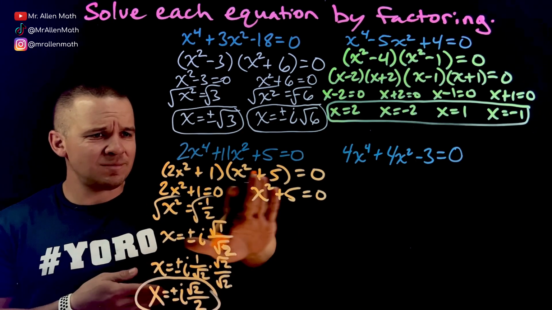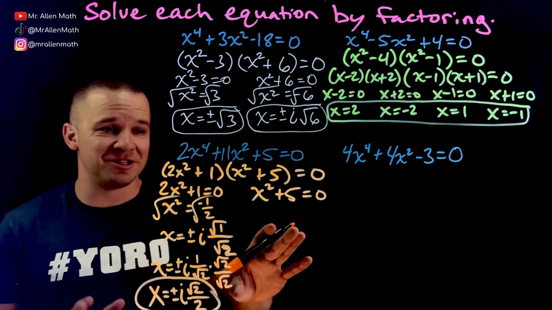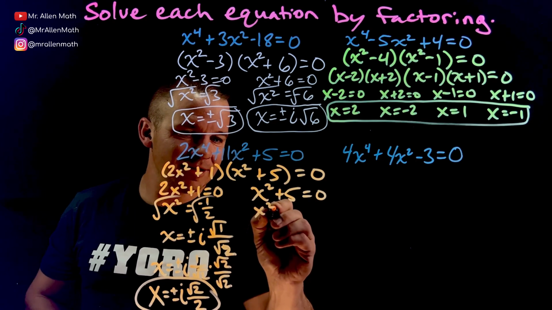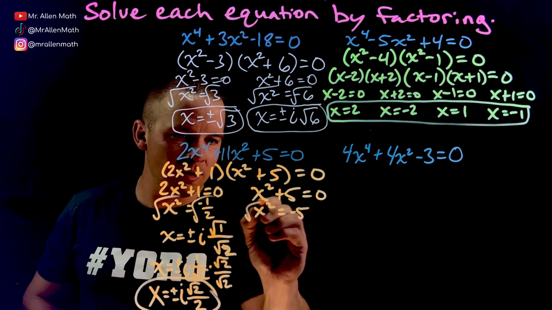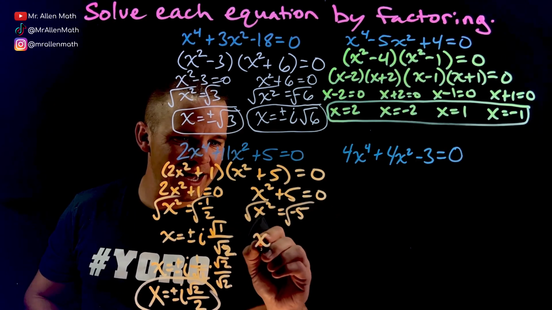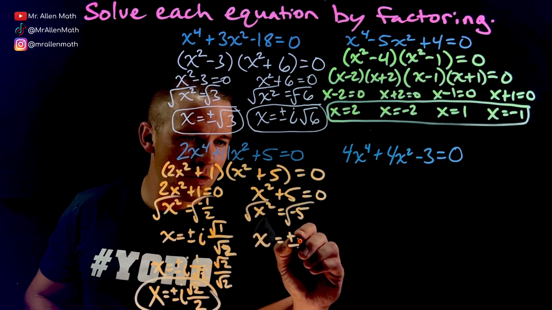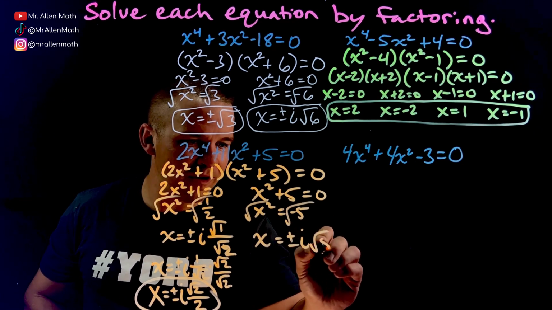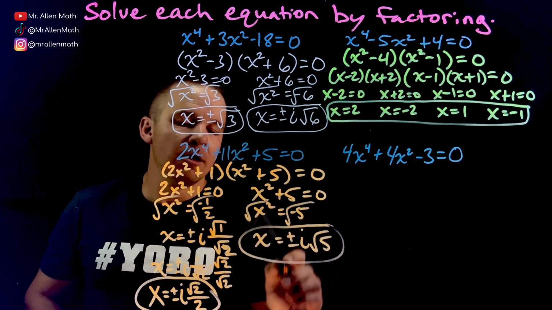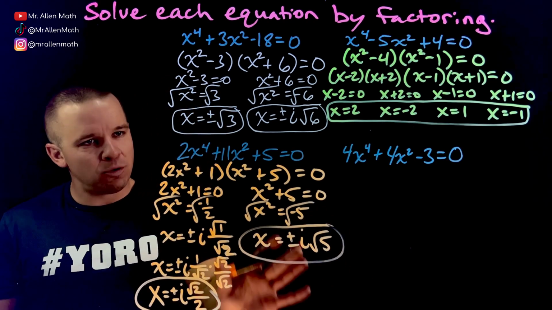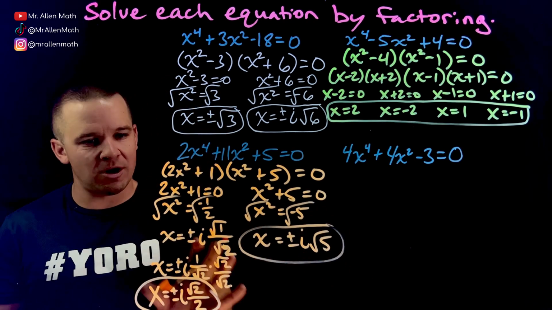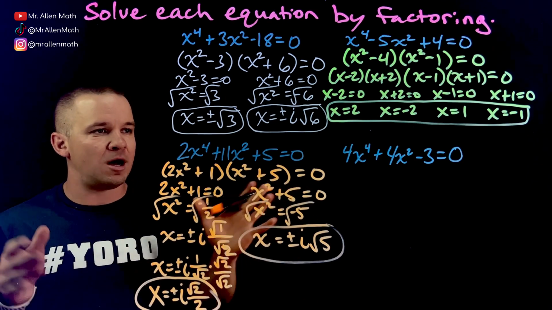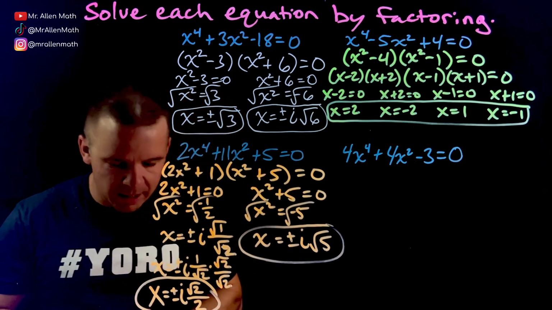All right. Next one over here. Not as bad. No fraction this time. We got x squared equals negative 5. Square root on both sides. I get x equals plus or minus i root 5. That was a nice break after that one. That was a beast over in this area here. But nice work. Awesome. Fantastic. Let's do one more. One more.